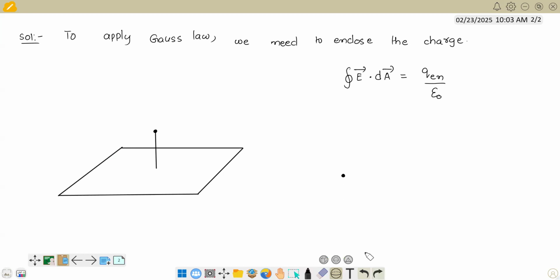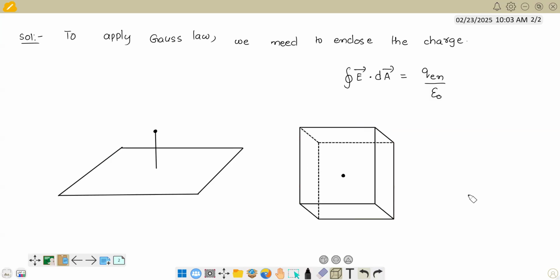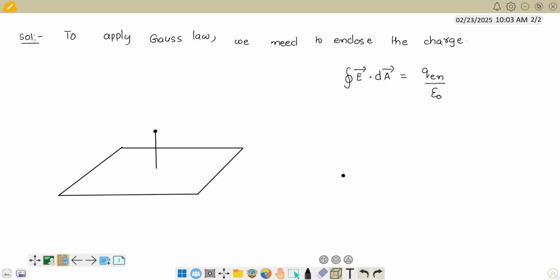And how should I surround it? Should I surround it with a cube? Should I surround it with a sphere? It depends from case to case. But generally, we select either a cylinder, a cube, or a sphere while surrounding a charge. Now, if you notice, this charge is not surrounded on all the sides. This has only one face.